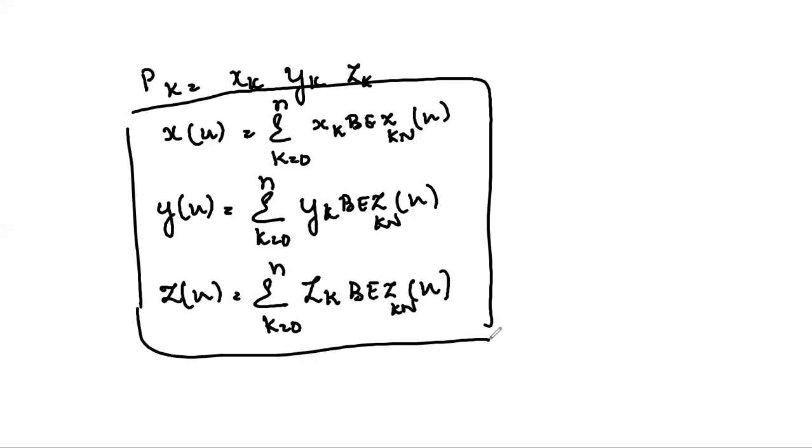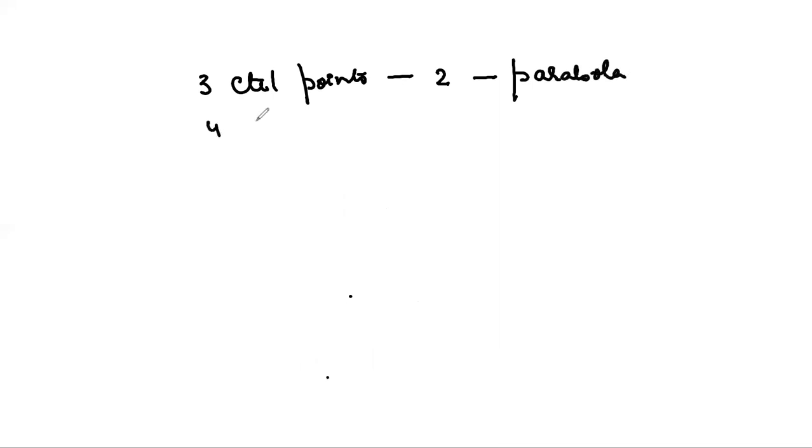A Bezier curve is a polynomial of degree one less than the number of control points. For example, if I have 3 control points, then the degree equals 2, which generates a parabola. If you have 4 control points, then the degree is equal to 3, which generates a cubic curve.